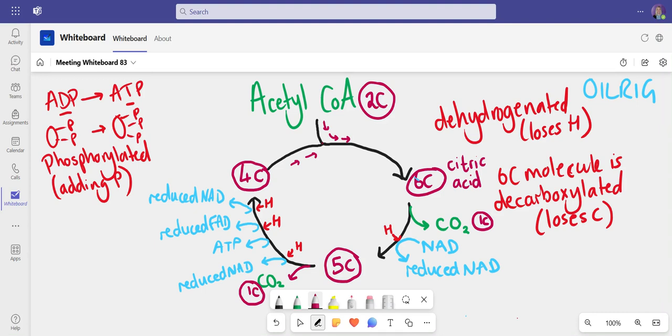I'm just looking, I don't know if it even tells you the names of the intermediate ones. The next one that's really famous is the final 4-carbon up here, which is called oxaloacetate. That's the name of that 4-carbon one, just there. It doesn't even tell you the name of the other intermediates, so they can't ask you for them. That's good.